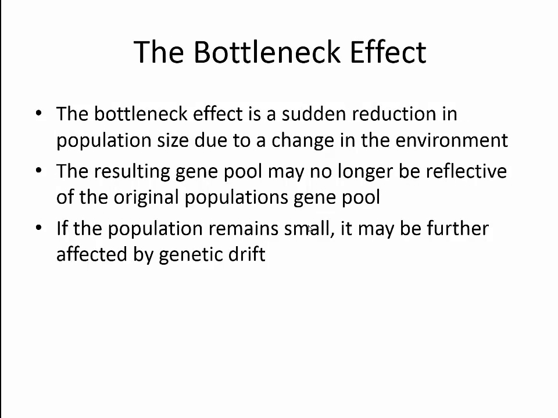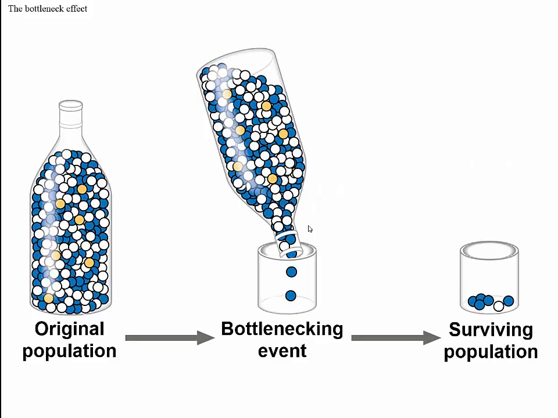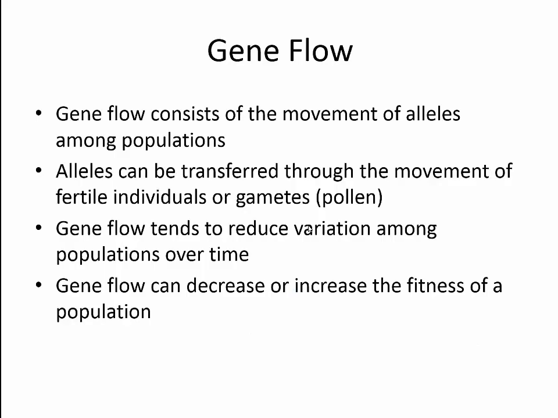There's also something called the bottleneck effect, and that will also change populations. So there's a sudden reduction in population size due to a change in environment. And the resulting gene pool may no longer be reflective of the original population's gene pool. If the population remains small, it may further be affected by genetic drift. So you're compounding the problem. This is how a bottleneck effect would actually work, it really is a bottleneck. So you stuff them all in, nothing much comes out, and you have very little surviving population. This will make the new, little population very, very different from the original population.